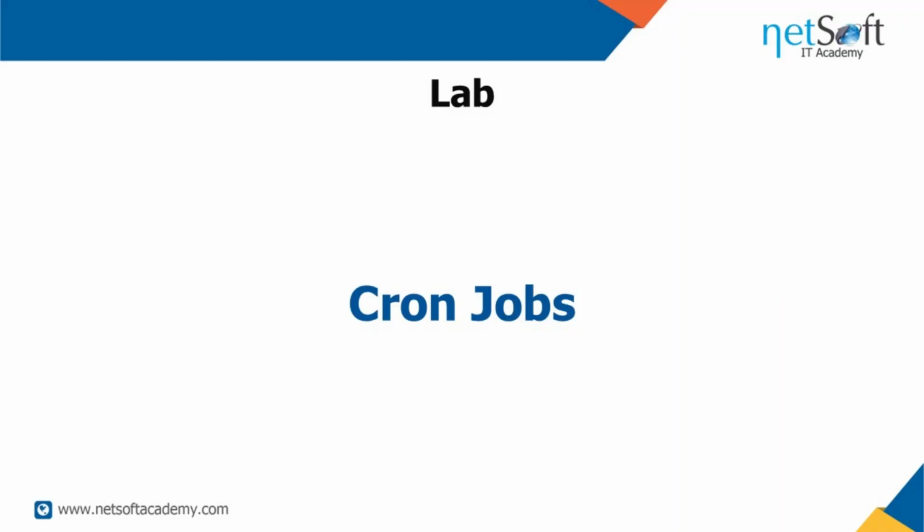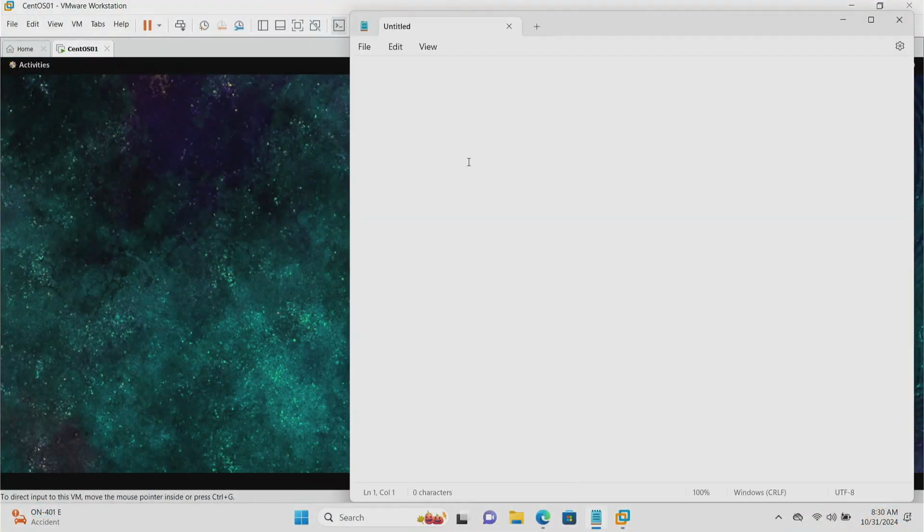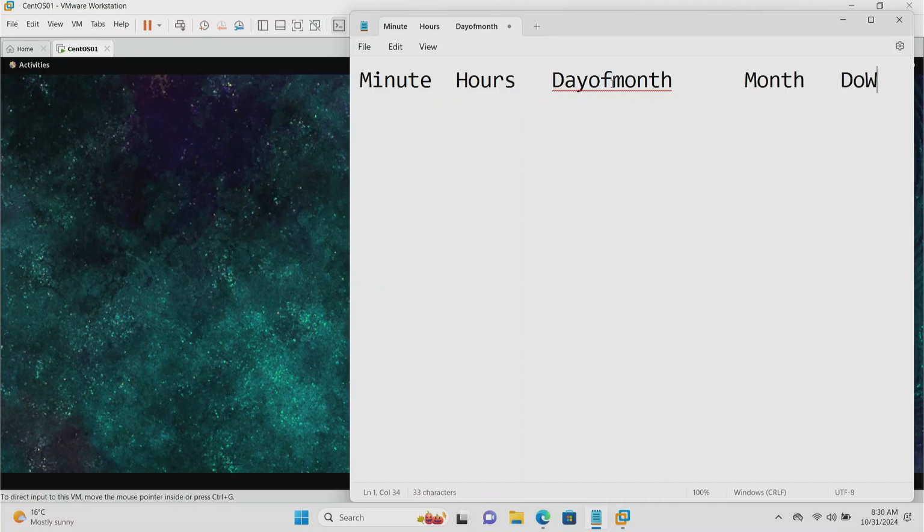In this episode, we're going to talk about how to work with and create cron jobs. Cron jobs are scheduled tasks that you schedule to run on a specific time interval. The time interval is given in 5 parameters. So the first parameter you'll give is minutes, then hours, then day of month, then the month, then day of the week.